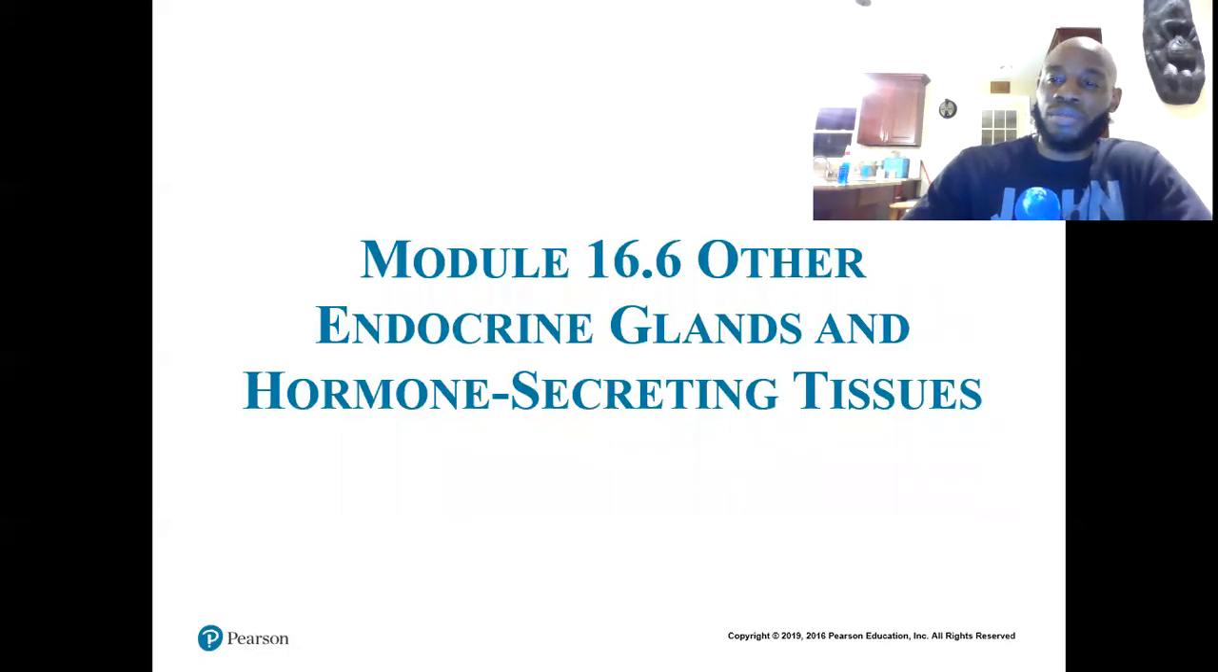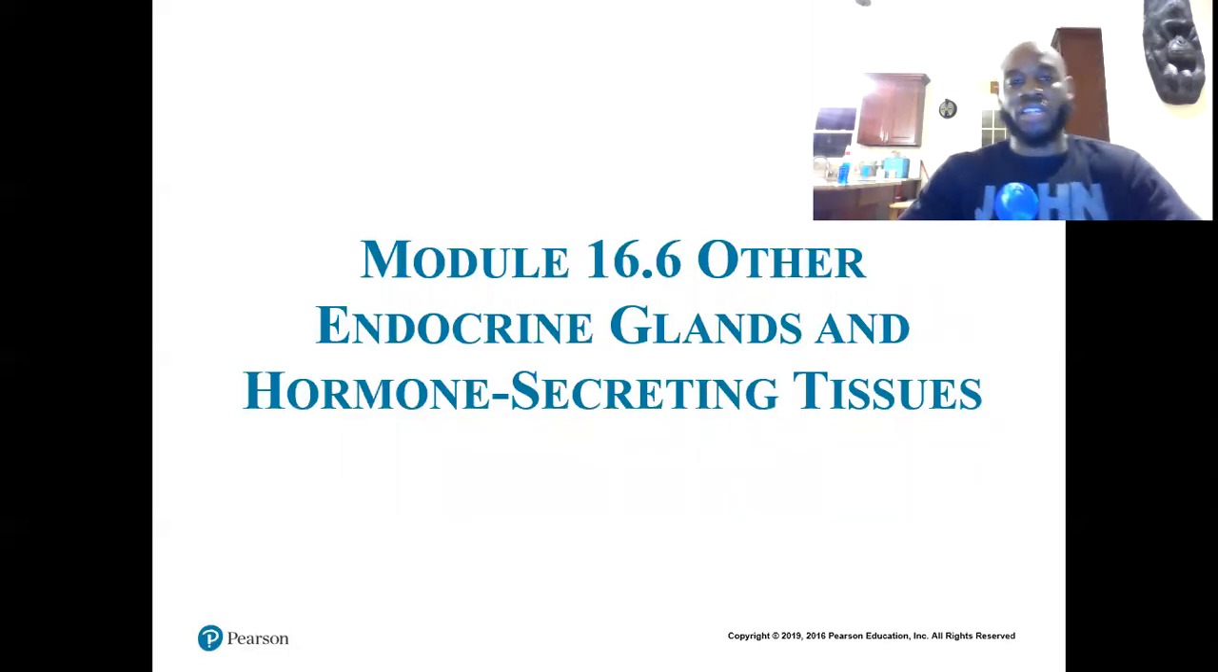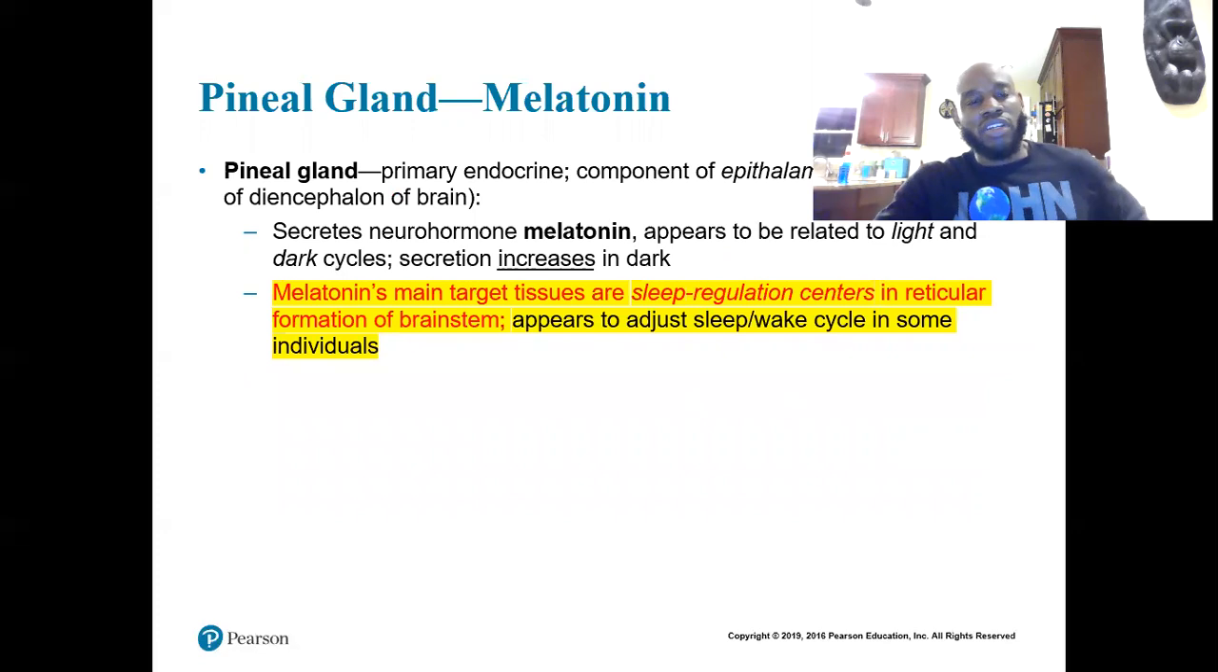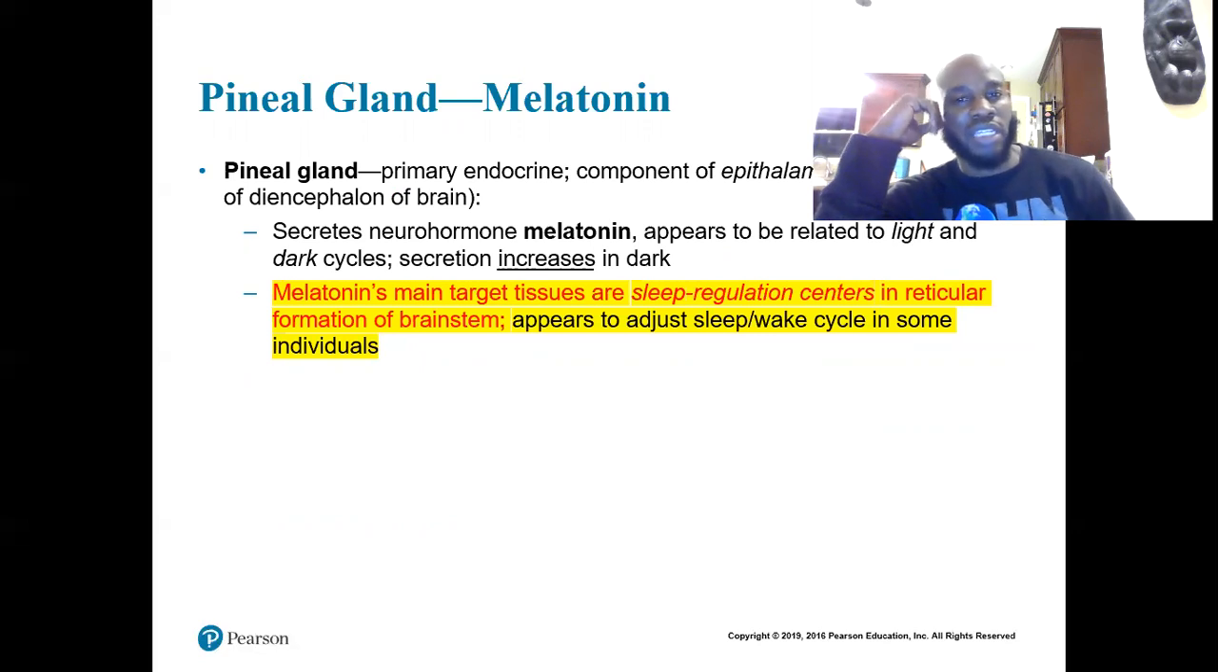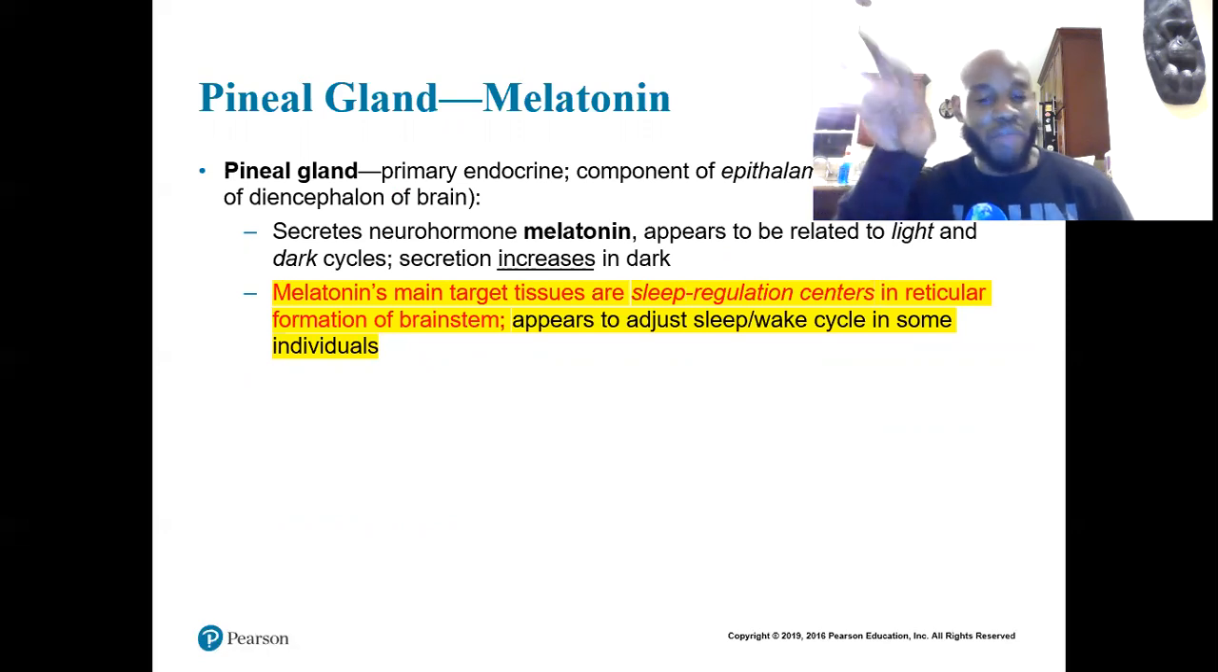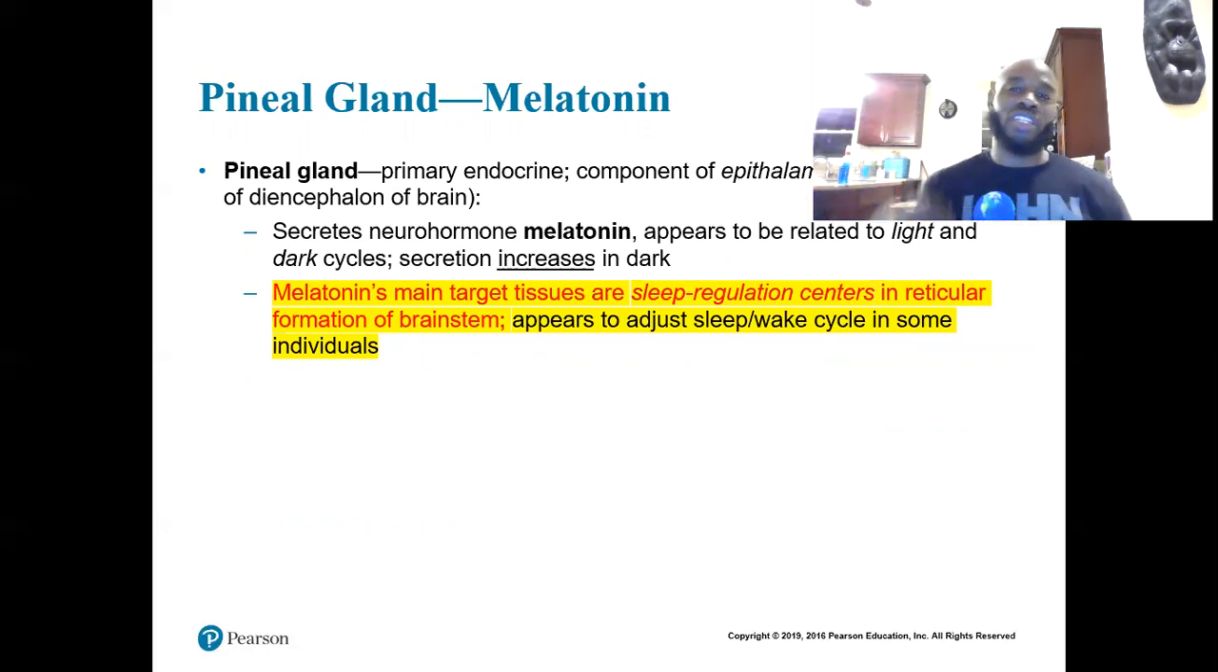Right, so what are some other glands that are hormone secreting? All right, we'll just go through this quickly. The pineal gland is a component of your epithalamus and your diencephalon, which is in your brain. It secretes melatonin, which is different from melanin. Melanin is what gives us our color. Melatonin appears to be related to our sleep regulation center in the reticular formation of our brainstem, so it helps with our sleep-wake cycle.